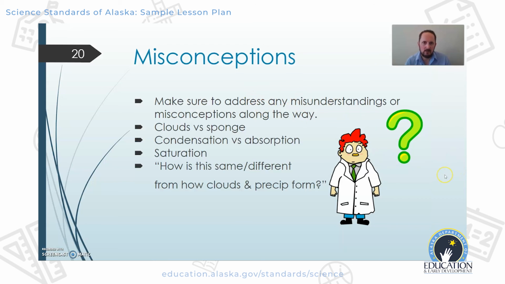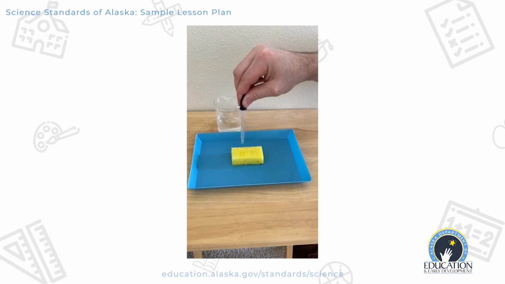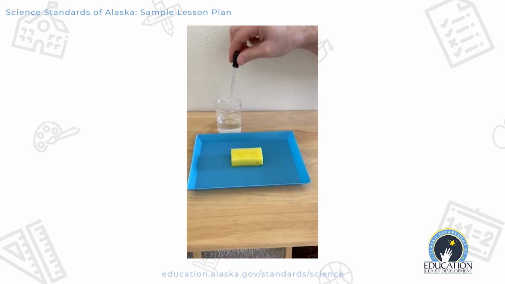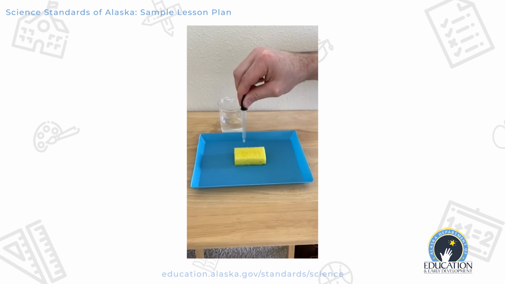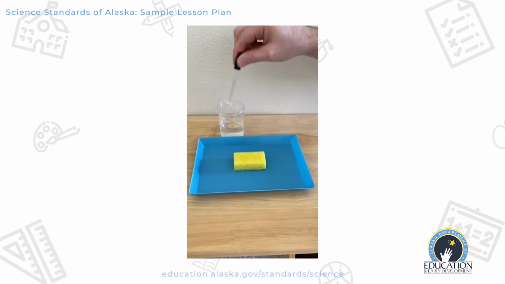And it's important to address misconceptions throughout our science lessons. For instance, clouds versus sponge, the difference, condensation versus absorption, the saturation concept. And then here's a question I like to use when we're using models in science: how is this model the same and different from, in this case, how clouds and precipitation form? But you could use that question, just slip in whatever topic you're working with.